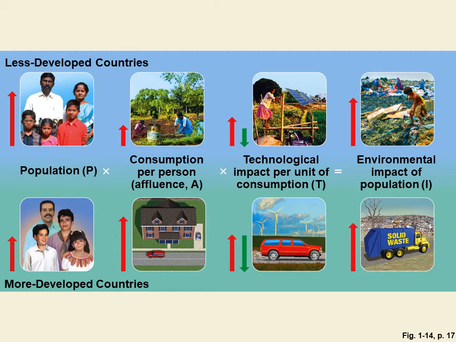However, in the more developed countries, the population is not that high, but the living standards, the consumption per person, that is affluence, is quite high, whereas the technology impact per unit is moderate, but definitely quite high. But because the population is low, the overall impact is roughly near the environmental impact of developing countries.